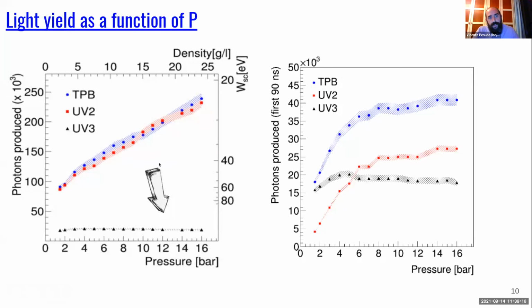This is the total number of photons produced, and these are the prompt photons within the first 90 nanoseconds. And here we see that even at high pressures, the proportion of prompt photons in the UV3 is significant.